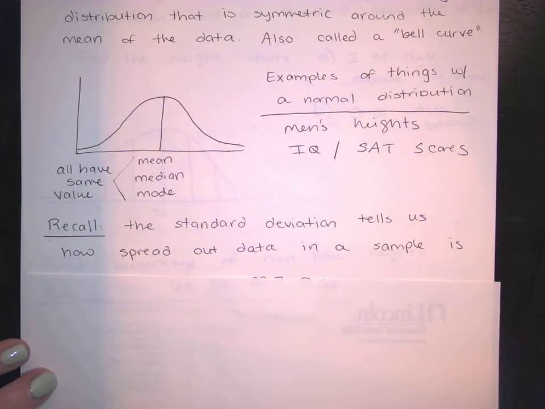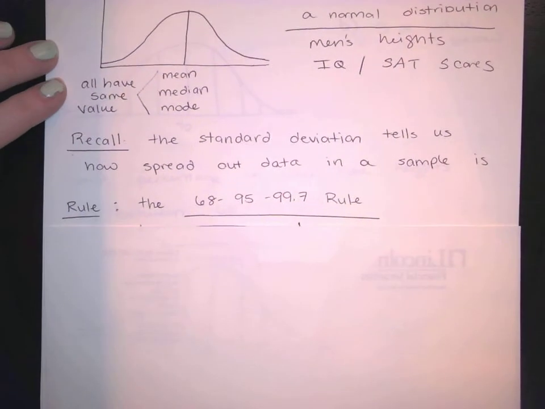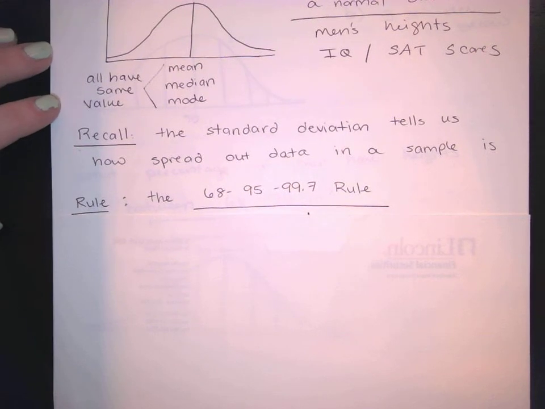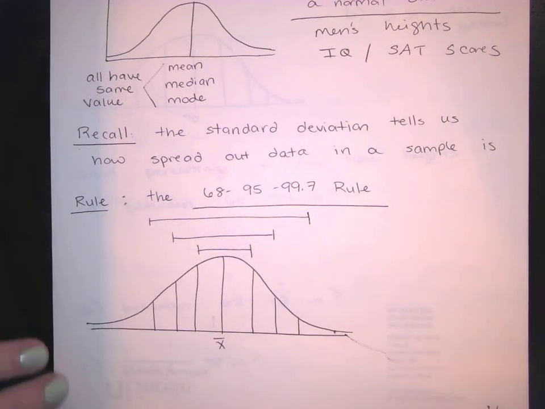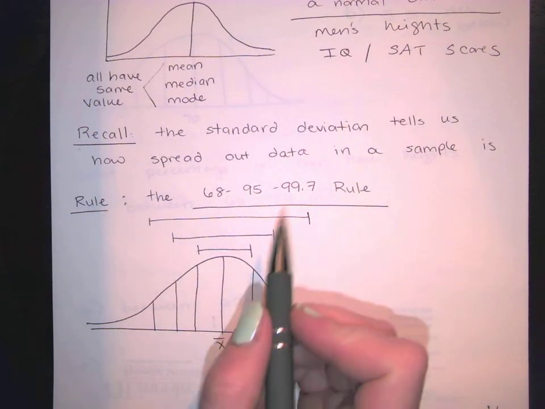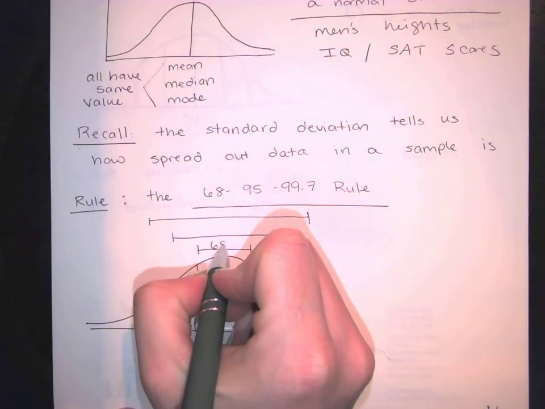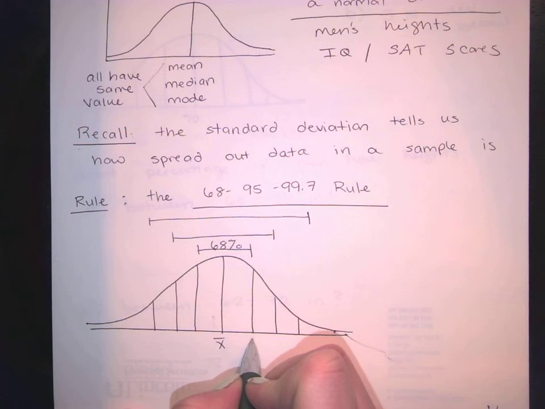So thinking back from 12.3, the standard deviation tells us how spread out our data in a sample is. The standard deviation is really important with the 68, 95, 99.7 rule and the normal distribution. What this rule tells us when we're looking at a normally distributed population is that 68% of the data is going to fall within one standard deviation above the mean.